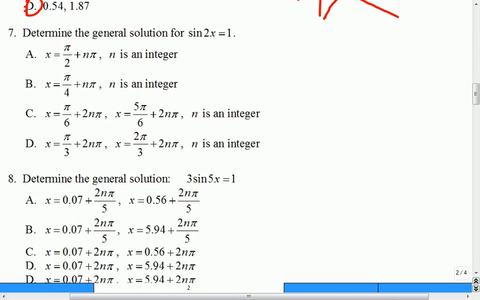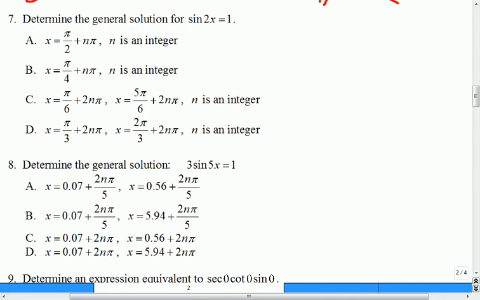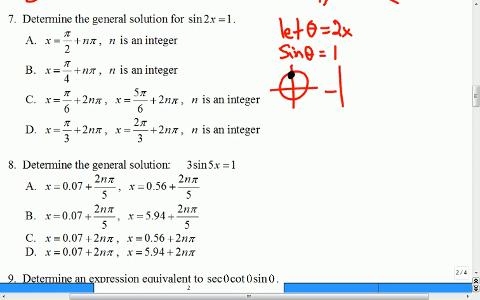Okay, for number 7, determine the general solution. What we're going to do here is say let theta equal 2x. There's no bounds, so I don't have to worry about polishing up the bounds. I can keep them where they were. That gives me a new equation which says sine theta must equal 1. And that's one that we can solve either using the unit circle, or we can use the graph where it equals 1 right here.